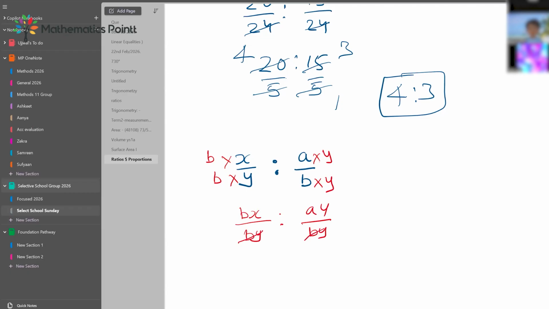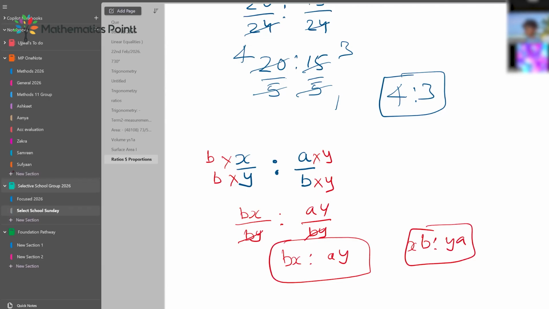By cancels. So you have bx ratio ay, or you can also write it xb ratio ya. The multiplication, any of them. So this is the ratio way of doing it. Is this clear now? What we've just done? I've not done anything different from what I just did in the previous example. They were numbers. In this scenario, they were variables. So that tricked a few of you. Still remains the same.